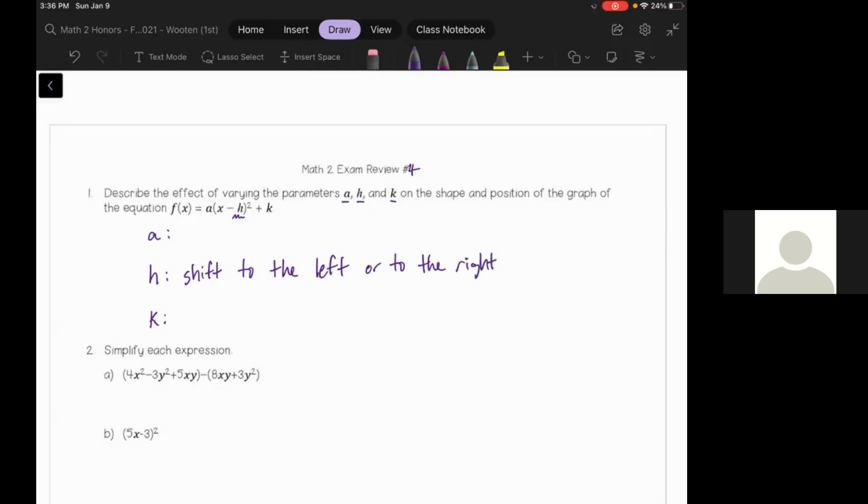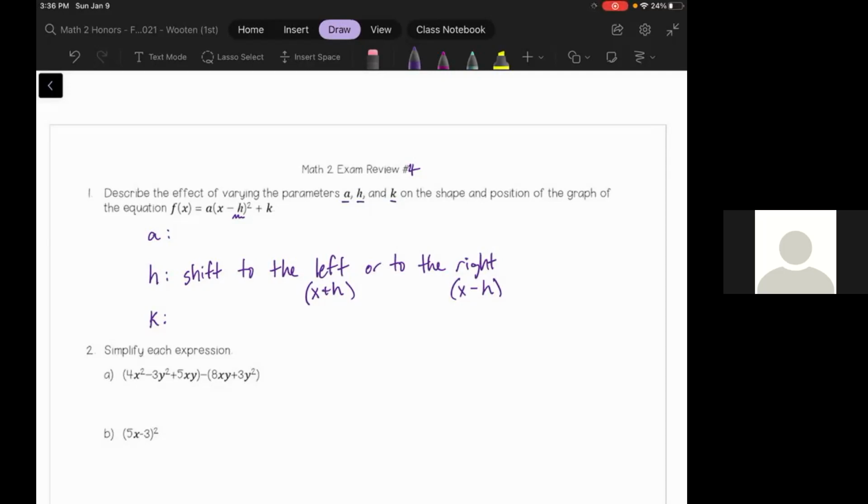Now, it shifts to the left anytime we see X plus H, and it shifts to the right anytime we see X minus H in that parentheses, right? So if we saw X minus 5, that would mean the graph is 5 places shifted to the right. X plus 2 would be 2 places to the left.